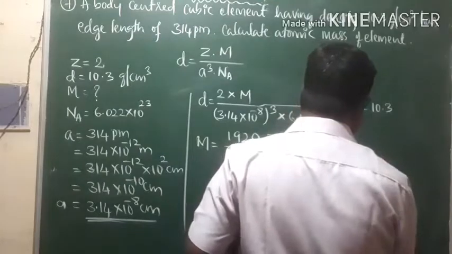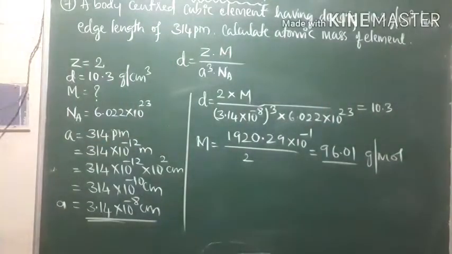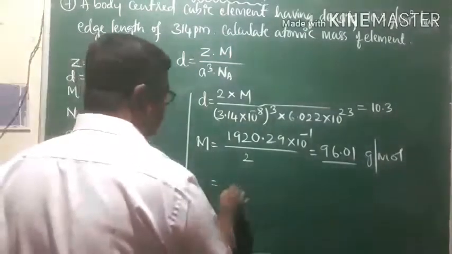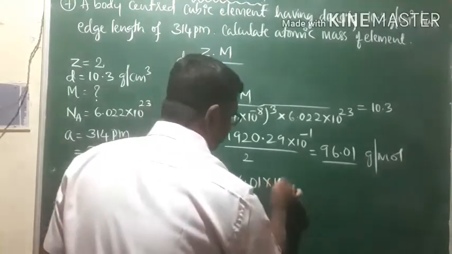96.01 gram per mole is the atomic mass of what we call a given element. If you want to express that in terms of kg, it will be 96.01 into 10 to the power of -3 kg per mole.